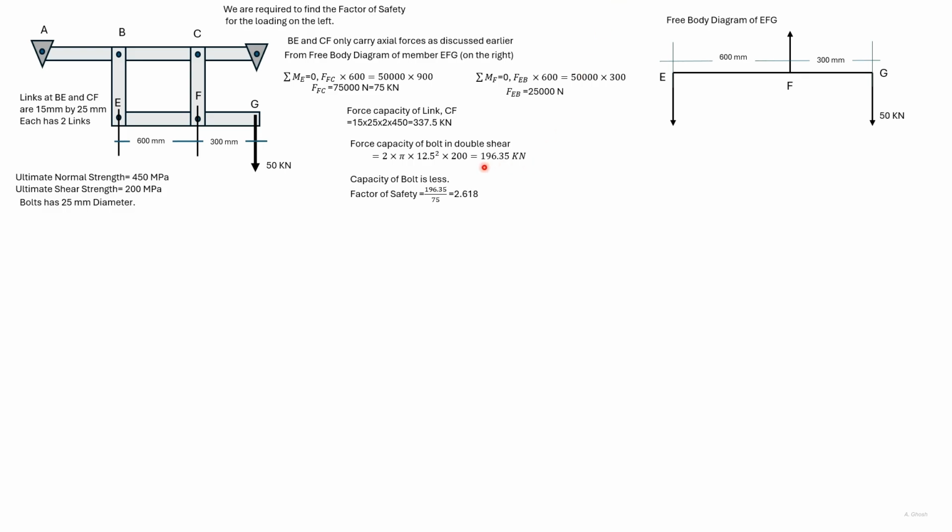We find that the capacity of the bolts is lesser. The force in FC is higher, so the factor of safety is the capacity of the bolts divided by the force in FC, which we get as 2.618.